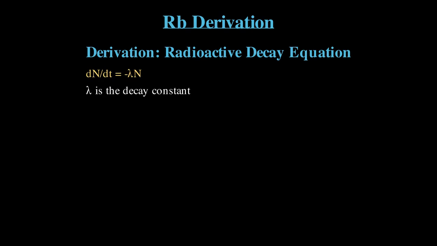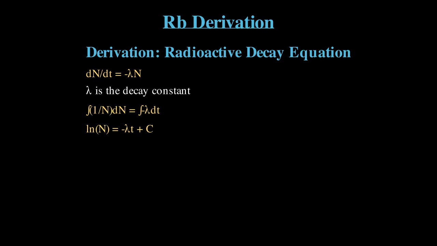Now, we separate the variables. We get dN by N equals negative lambda dt. The next step is to integrate both sides. Integrating gives us the natural log of N equals negative lambda t plus c, where c is the integration constant.